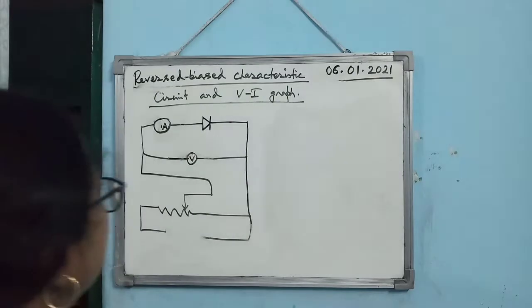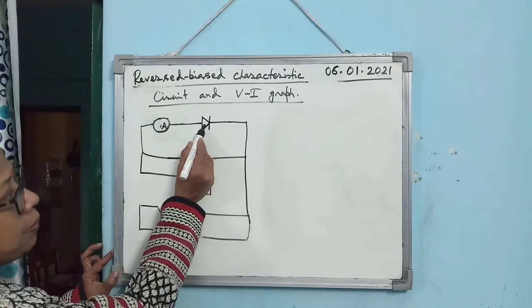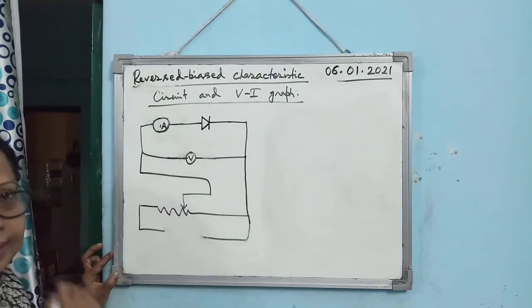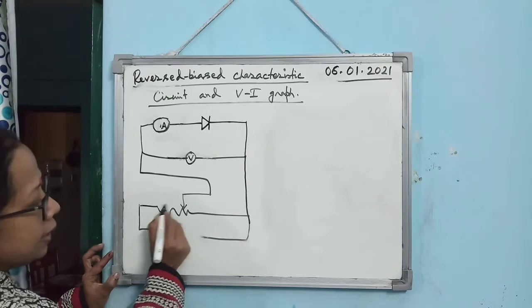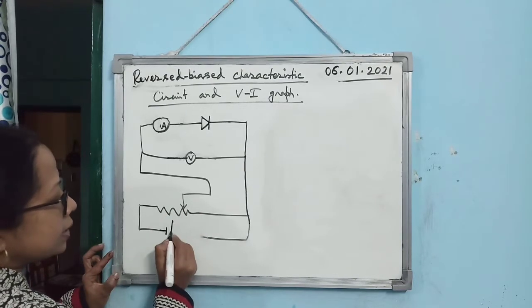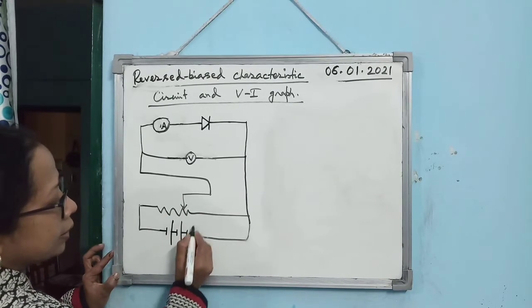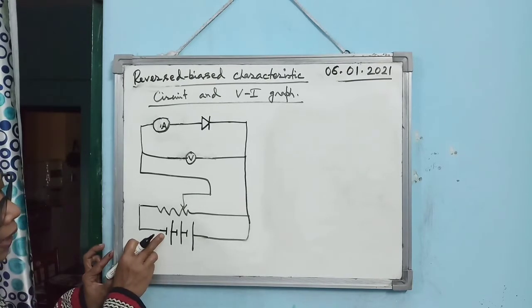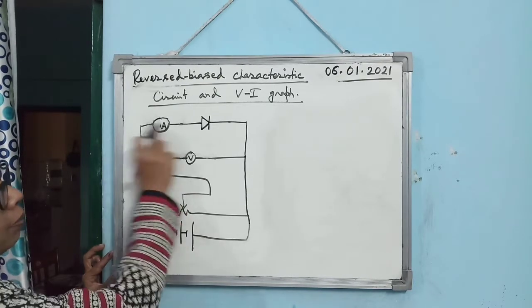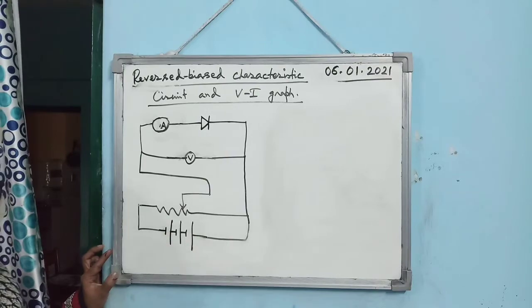Alright, so reversed bias means, you see P should be connected to the negative terminal. So what you have to do? In the potential divider, you just change the battery connection. Then you see what is happening. Negative is connected to the P region. So it is reverse biased.